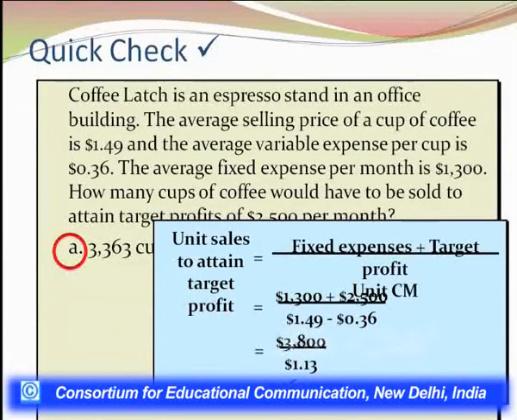Just note it down, and because the target is $2,500, add the fixed cost to the given target and divide it by the contribution margin, and you will find the answer is coming out that we should be selling 3,363 units to earn a profit of $2,500 per month. So is this not a very important tool for you to know? You want to start a business, or you are already working in a business, as in the example we took.